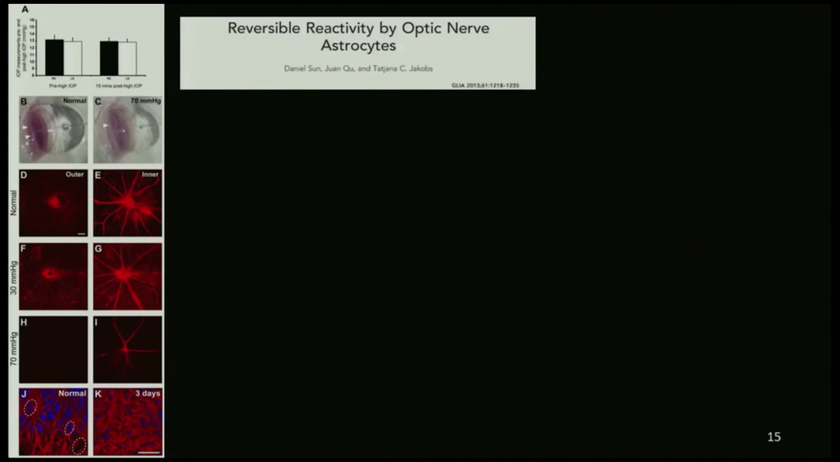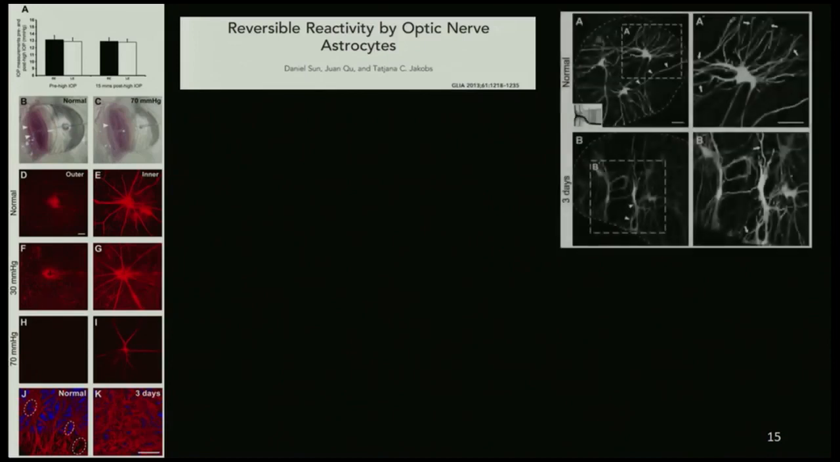And what they were interested in this paper was looking at the astrocyte response. So normal astrocytes labeled here with GFAP, but after 3 days of this short course of IOP elevation, they became much more dense in their process extension. And they were able to study individual astrocytes using this model. This was a different set of animals that express GFP in a mosaic fashion in astrocytes.